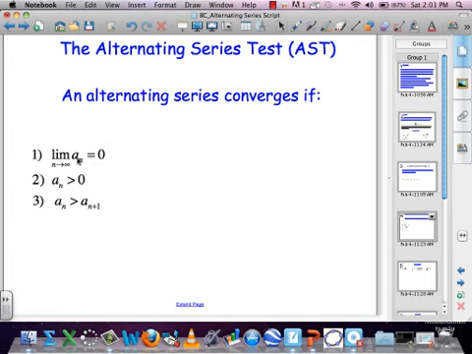But remember, this a sub n does not include the flipper. So we'll leave off the flipper, and we'll just look at the absolute value of the series. Is the absolute value of the series heading towards 0? If yes, then we can move on to step 2. If no, then we're done. The series will diverge if number 1 fails.